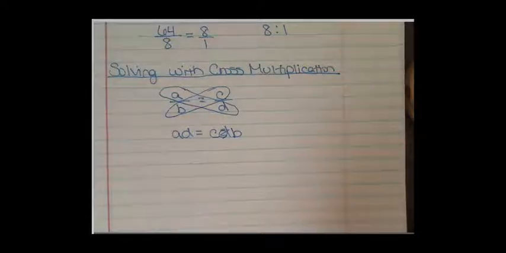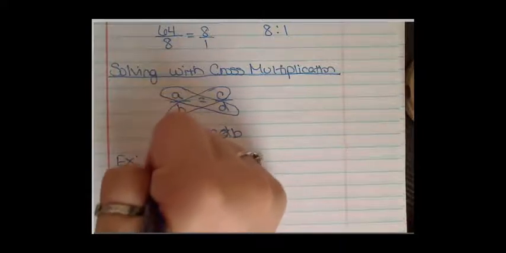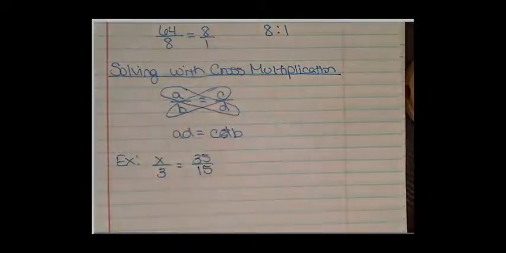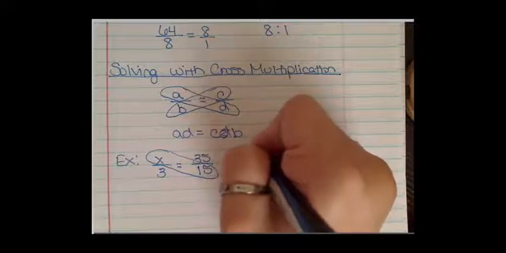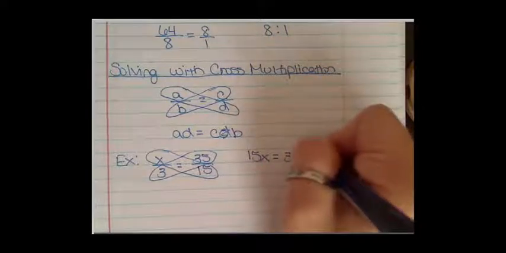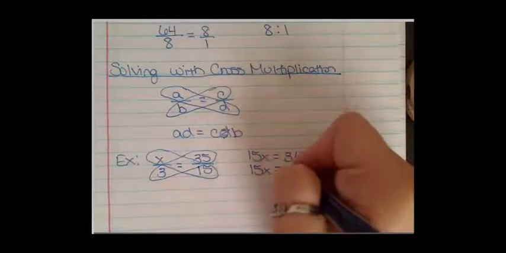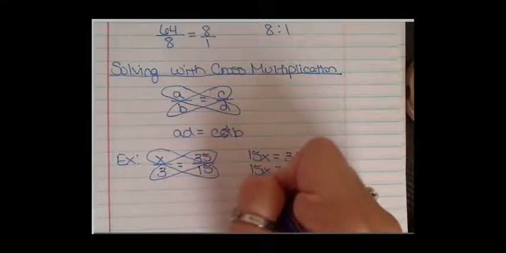So here's an example. We have x over 3 equals 35 over 15. So we need to figure out what our x is. So we're going to cross multiply. We're going to take our x times our 15. So we'll have 15x equals our 3 times our 35. I'm just going to simplify, and that's going to be 105 on the right. I need to get our x by itself, so I'm going to divide both sides by 15, and that's going to leave me with x equals 7.